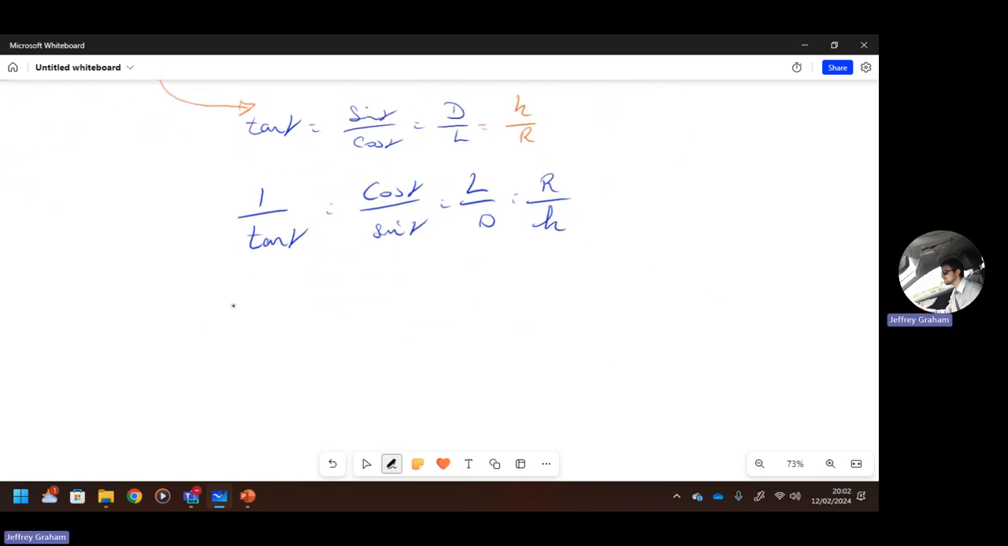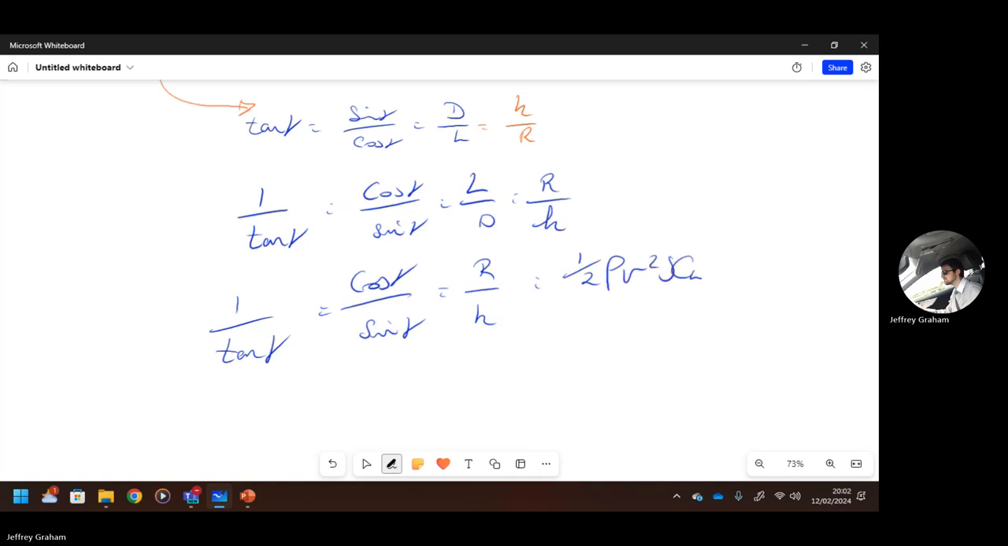Right, there's a few more to introduce. We're getting there. Rewrite that R over here. Right, lift is the lift equation, drag being the drag equation.